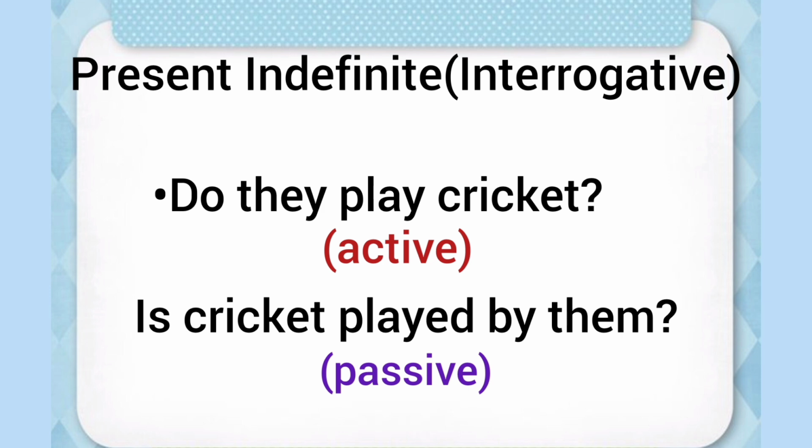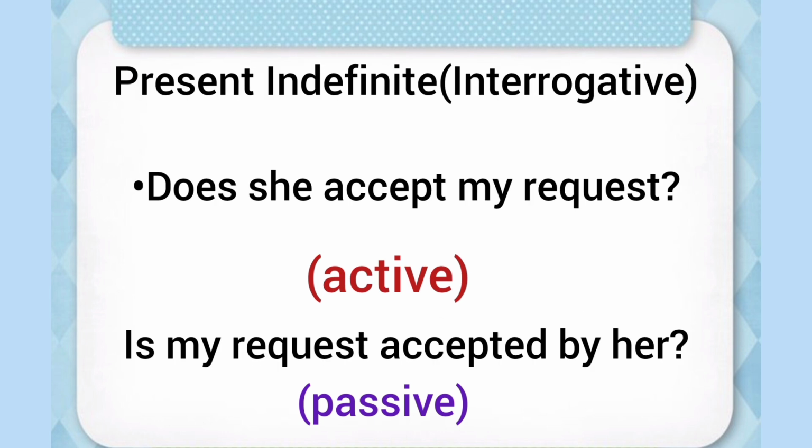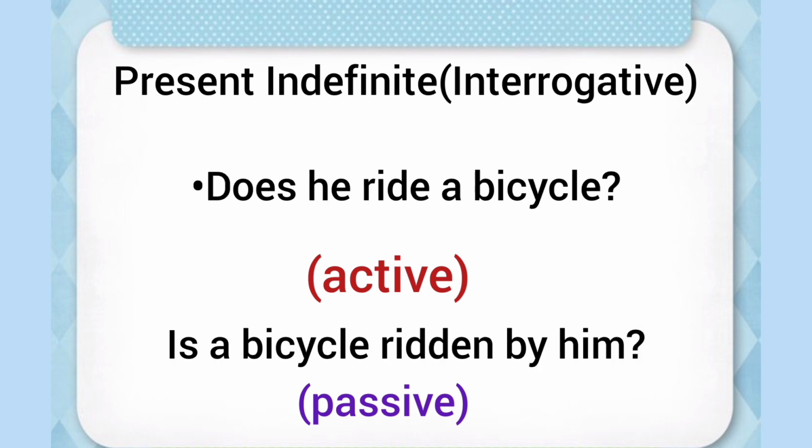Is as a helping verb is used here in the start. Then cricket is considered as subject. Played is third form of verb. By is preposition and them is the pronoun that is used for they. Do I call you? Are you called by me? Does she accept my request? Is my request accepted by her? Does he ride a bicycle? Is a bicycle ridden by him?